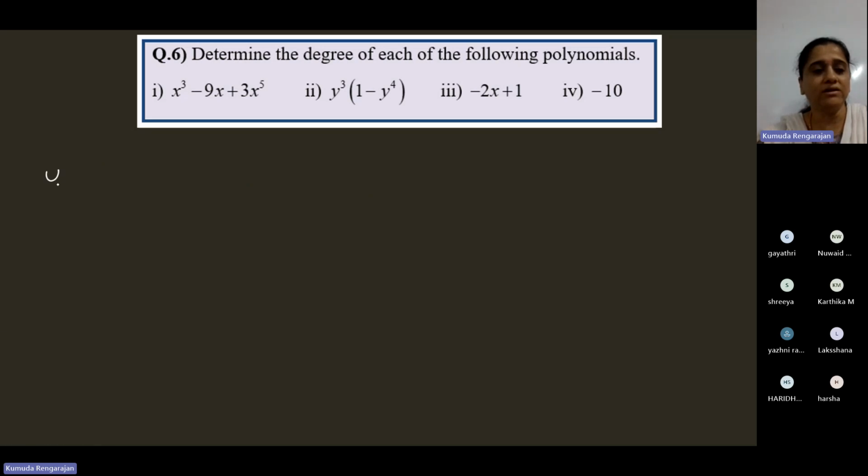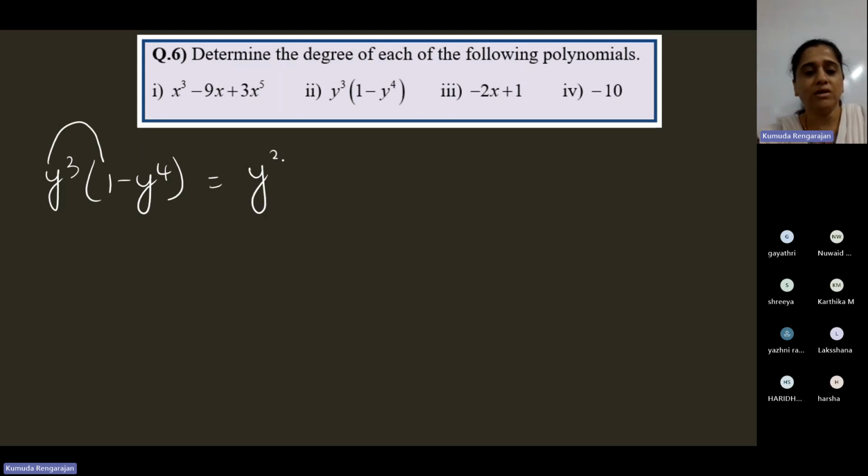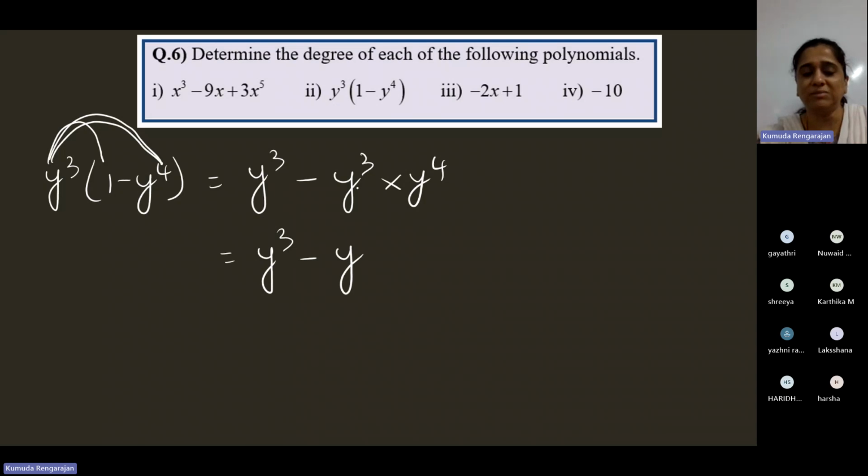See, second one, y cubed into 1 minus y to the power 4. y cubed into 1 is y cubed, minus y cubed into y to the power 4. When bases are same and it's multiplication, you add the powers. So it'll be y cubed minus y to the power 3 plus 4, 7. So what's the degree? 7.